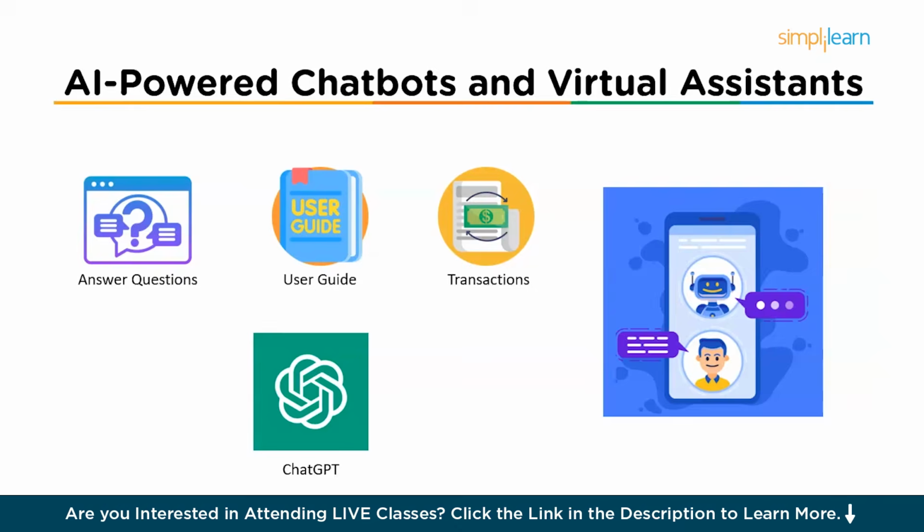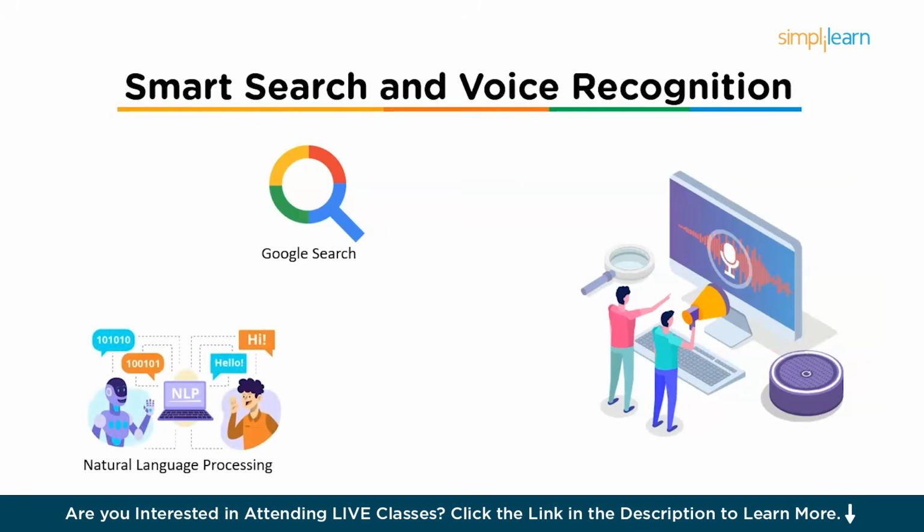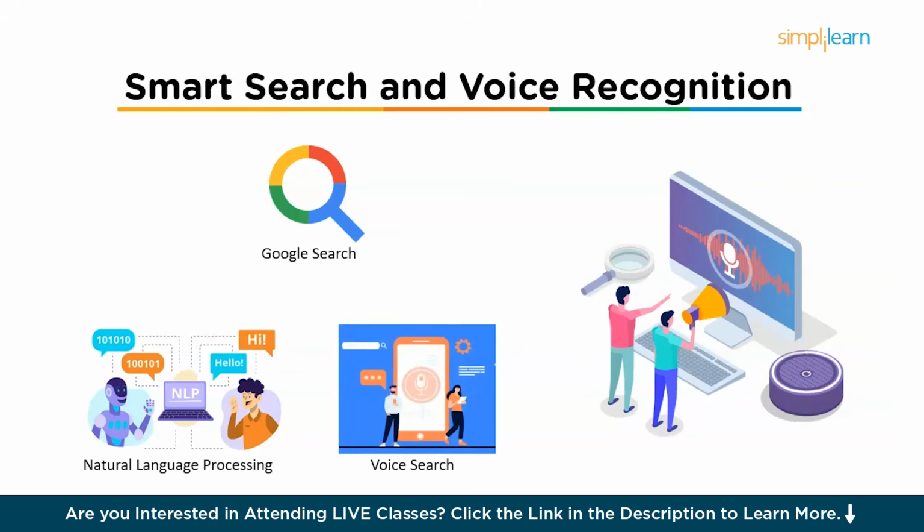Now moving on, we have smarter search and voice recognition. So when you type a few words in the Google search and it predicts what you are searching for, that's AI in action. AI-powered search engines use natural language processing, that is NLP, to understand the user intent and improve the search accuracy. Similarly, voice search like Siri and Google Assistant allows users to interact with the web application using voice commands, making browsing more accessible and accurate.